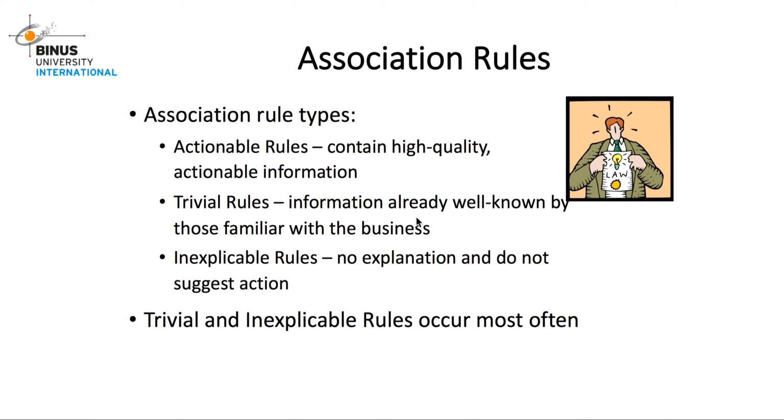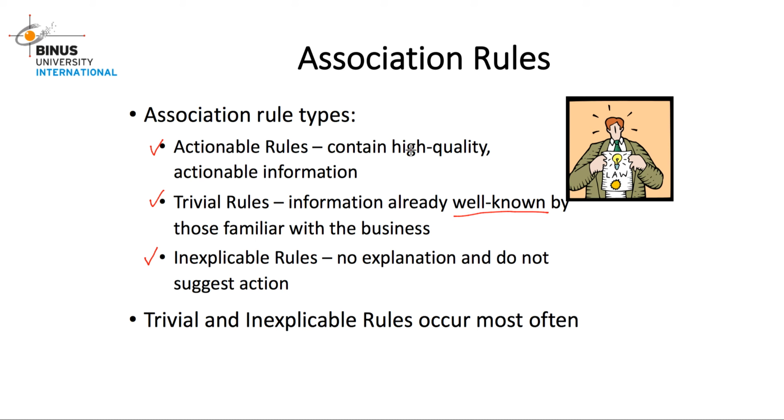Let's continue. What types of association rules can we have? Association rules can have three types: actionable, trivial, and inexplicable rules. So what is actionable? It contains high quality actionable information. Trivial rules are information already well known by those familiar with the business.